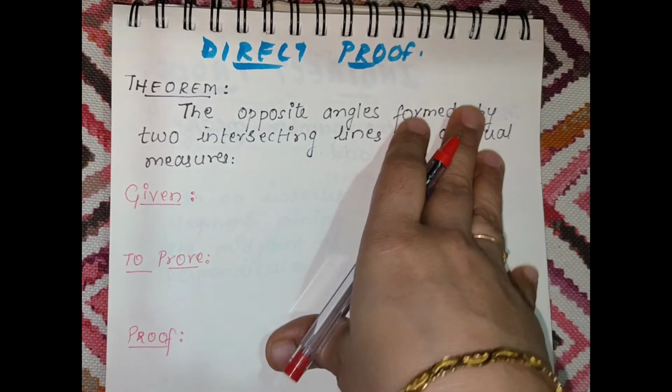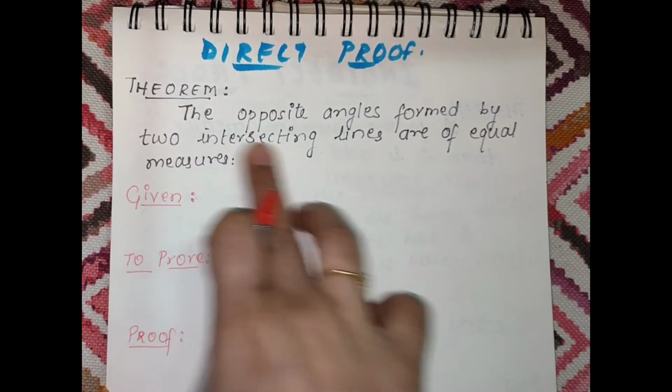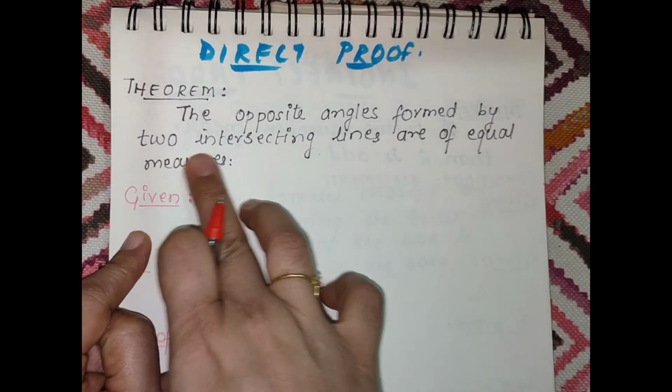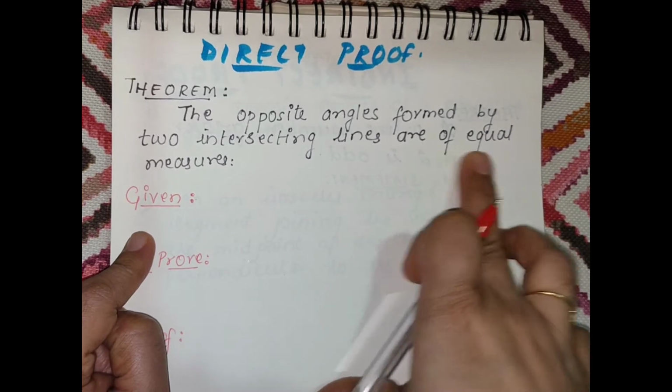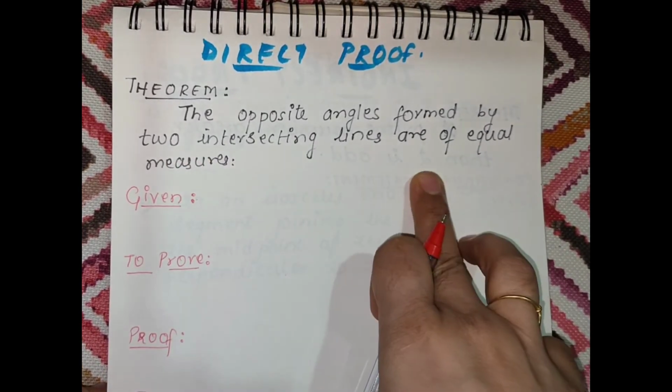So what is direct proof? See here. This is a theorem which we have to prove: the opposite angles formed by two intersecting lines are of equal measures. Now this is the theorem which you have to prove.